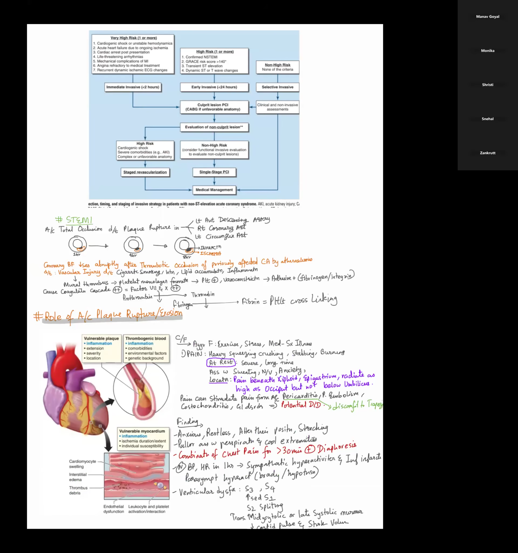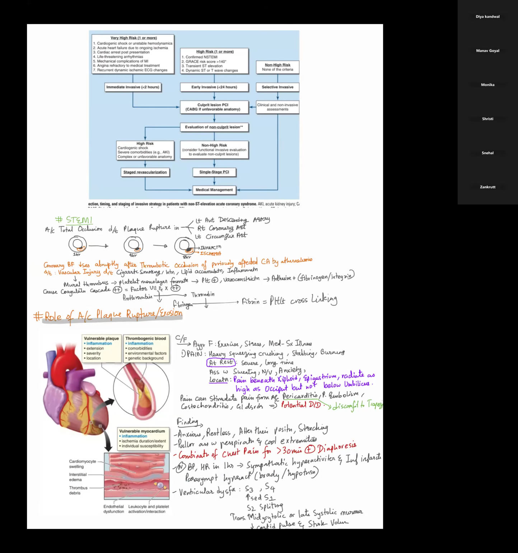So, STEMI is acute total occlusion due to plaque rupture in the left anterior descending artery, right coronary artery, or the left circumflex artery. So, there is total occlusion of the lumen, and coronary blood flow decreases abruptly after the thrombotic occlusion of a coronary artery previously affected by atherosclerosis due to vascular injury like smoking, hypertension, and various other factors.